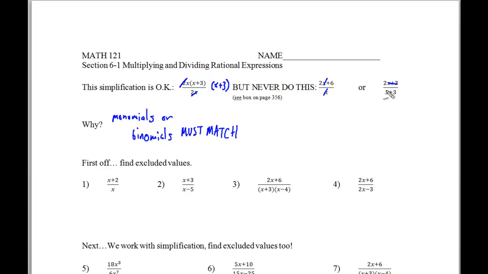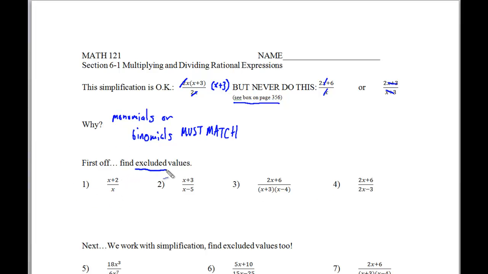As this is also illegal as well. Even though you might say, well, I have a match where the x, x plus 3 and x plus 3, they're matching binomials, this is not a legal move. So you may want to also check your book on page 356 to take a look at some other illegal moves or operations. So down here, you can't cancel out the x's, nor could you do that here, but that's really not the point. The point of these first four problems is to find excluded values.